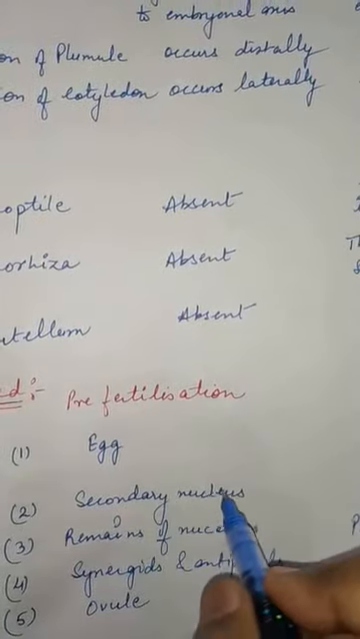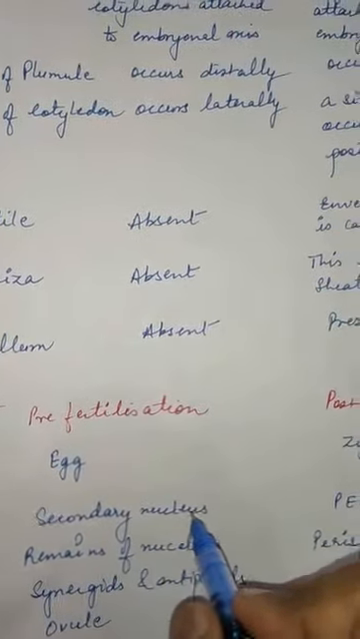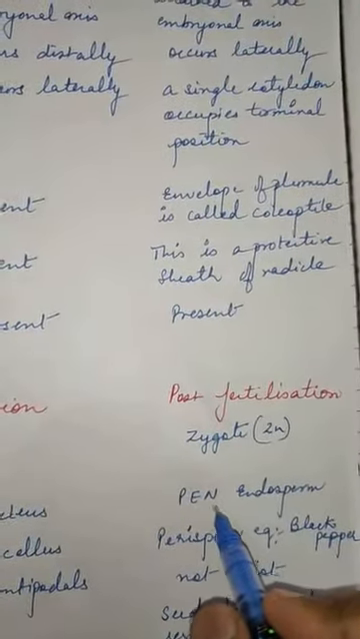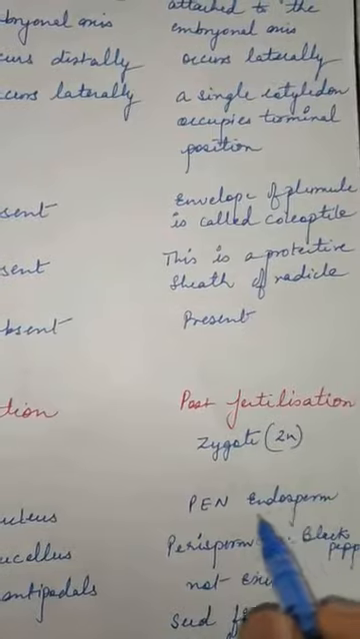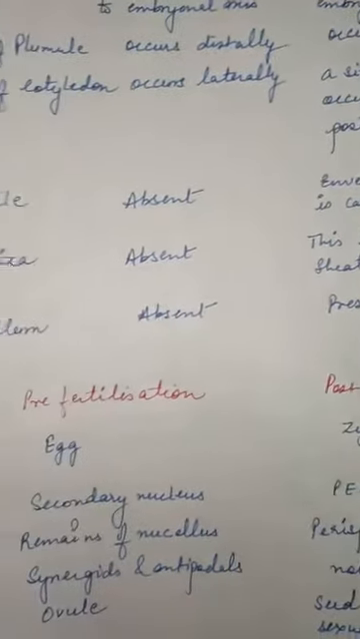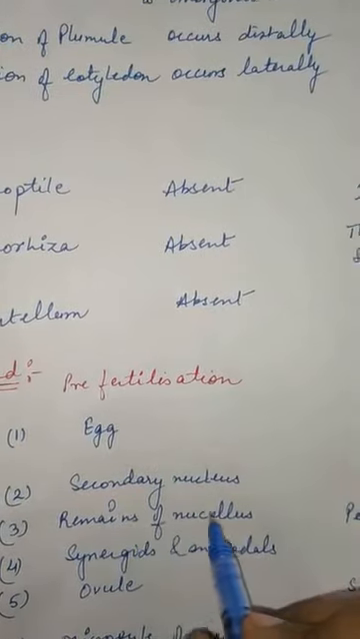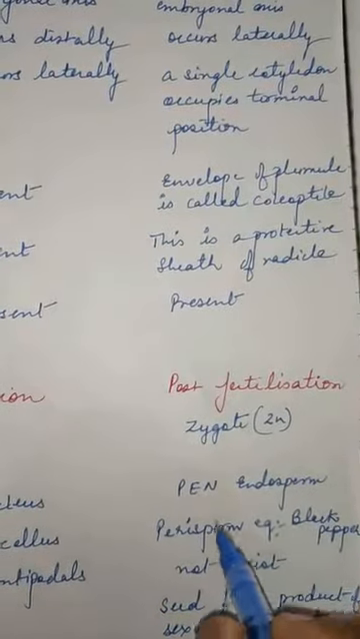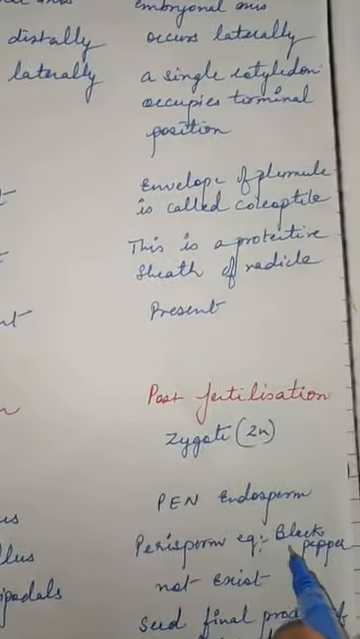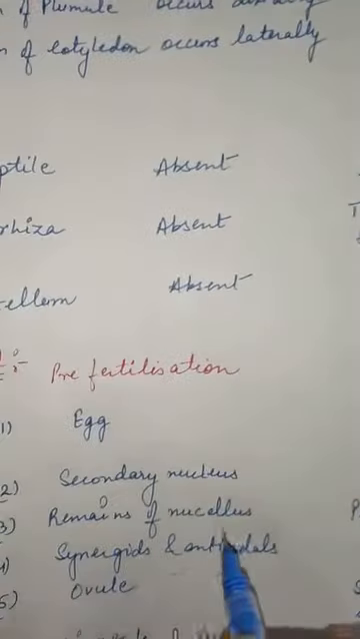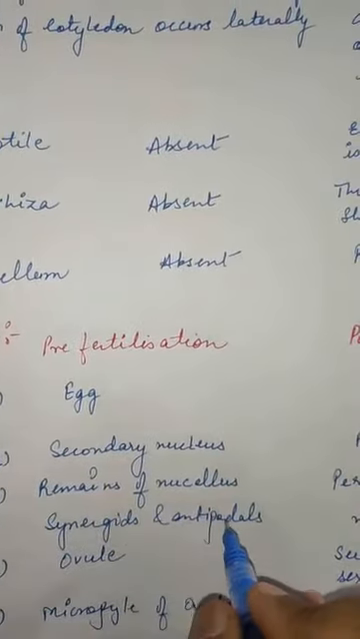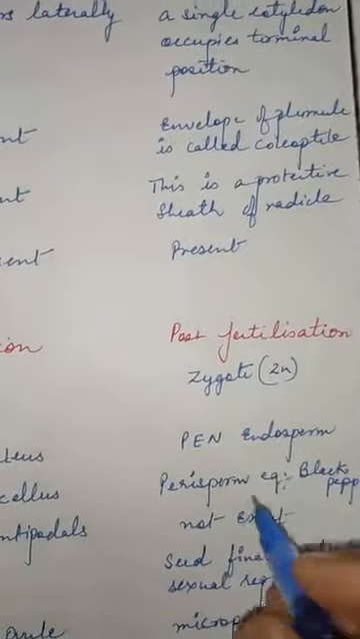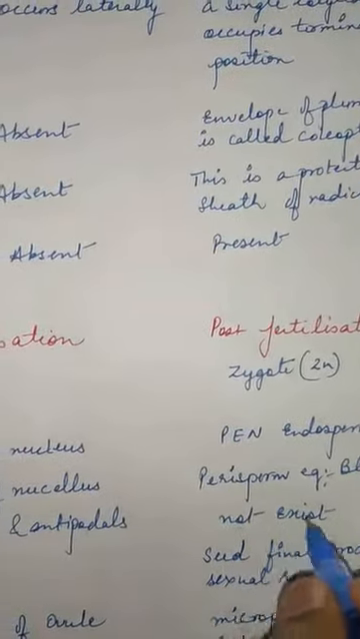Now second is the secondary nucleus, right? Secondary nucleus means the n plus n condition. It will form the PEN, primary endosperm nucleus. Endosperm का जो formation है, endosperm इससे बनेगा. Then third is the remains of the nucellus, right? What will they form? They will form perisperm, and the example is black pepper. Now synergids and antipodals exist before fertilization, but post-fertilization they do not exist. Clear?